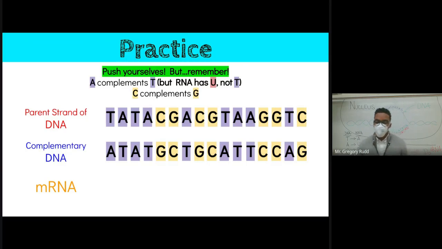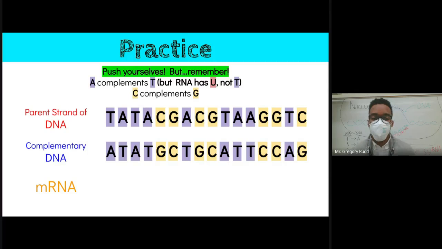I don't remember if we did this exact strand on Friday. We may have. But let's see if we can transcribe this complementary DNA here. So everywhere I see an A in DNA, it should become a U in mRNA. Everywhere I see a T, it should become an A. Everywhere I see a G, it should become a C. And everywhere I see a C, it should become a G.